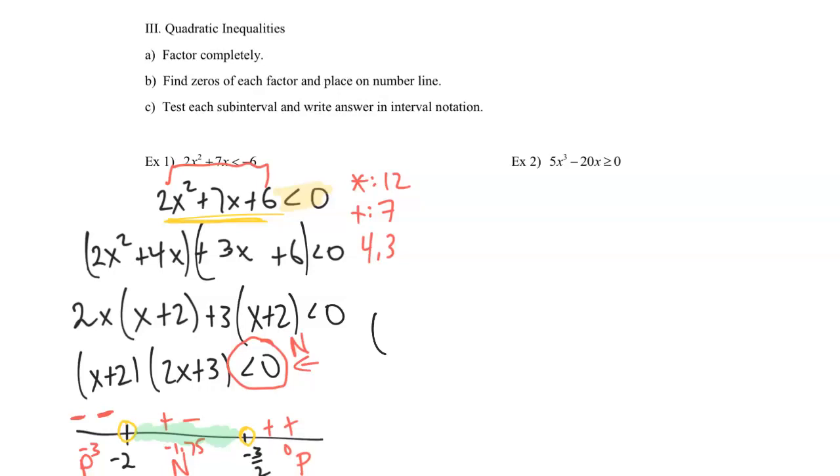Since we do not have equality here, notice that we put open circles, and that was because of this sign right here. We did not have the equal bar under that sign, and then starting at negative 2 and going until negative 3 halves, and that's also going to be open with a parentheses since we do not have equality. That 0 is not included.